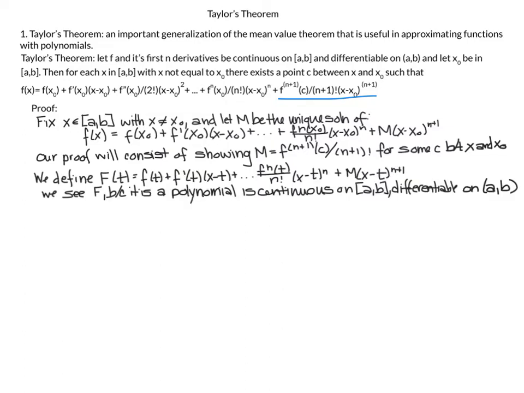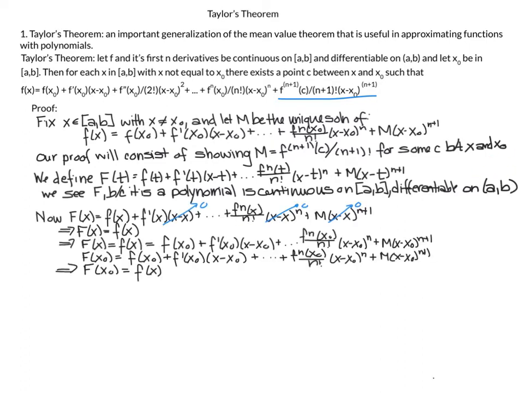We are going to define our new function, capital F of t, and it looks a whole lot like f of x. So it's going to be f of t plus f prime of t times x minus t to the first power plus all the way up to the nth derivative of f at t over n factorial times x minus t to the nth power plus our error term, well, not quite the error term because it's m times x minus t to the n plus 1. And we see F, because it is a polynomial, it's continuous on the interval [a, b] and differentiable on the open interval.